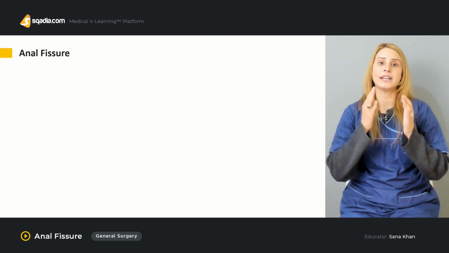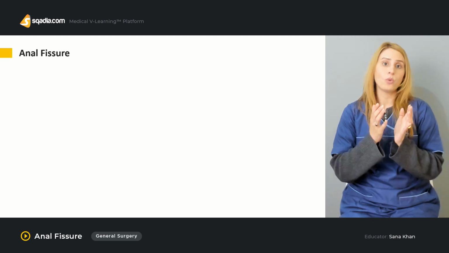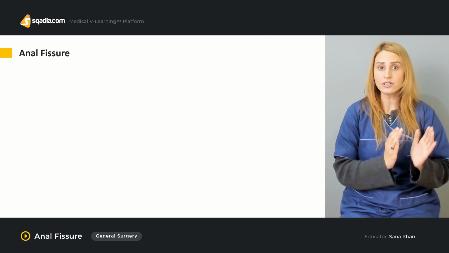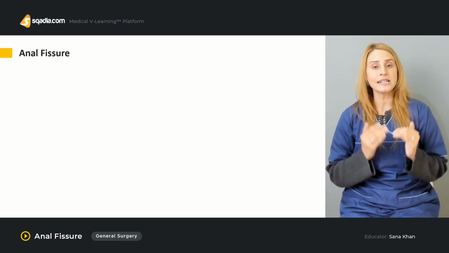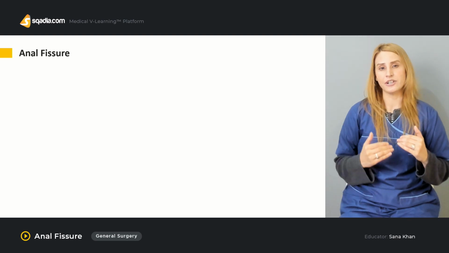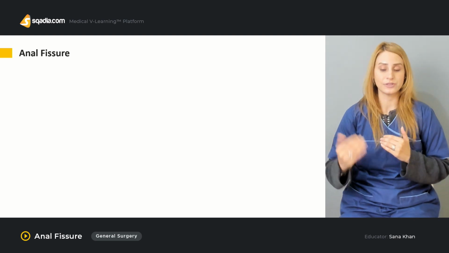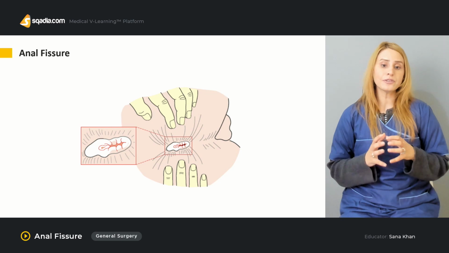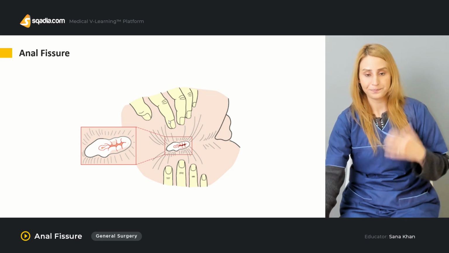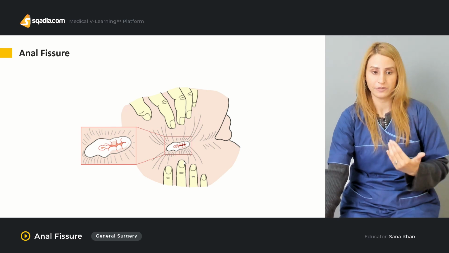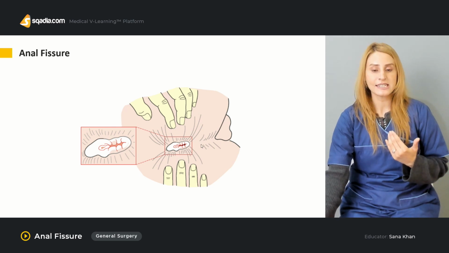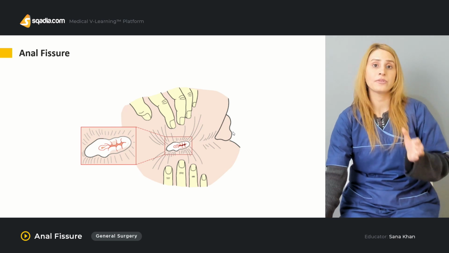So anal fissure is a tear or a break in the anoderm. It usually lies in the posterior midline, and it extends to the dentate line. If you can appreciate here, this is a left lateral position, so the patient is in a left lateral position, and you can see that this is the anterior position.